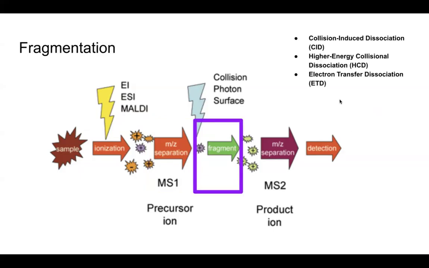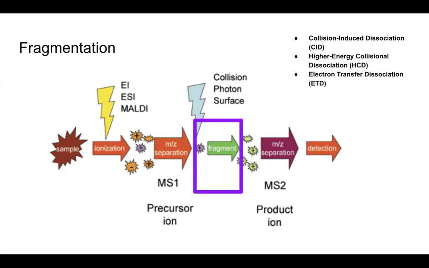So the next stage is fragmentation. The precursor ion is now fragmented using one of several methods. The three most commonly used fragmentation methods would be collision-induced dissociation, or CID. In this one, the ion collides with an inert gas, for example, nitrogen, and this causes it to break at specific points along the peptide backbone.